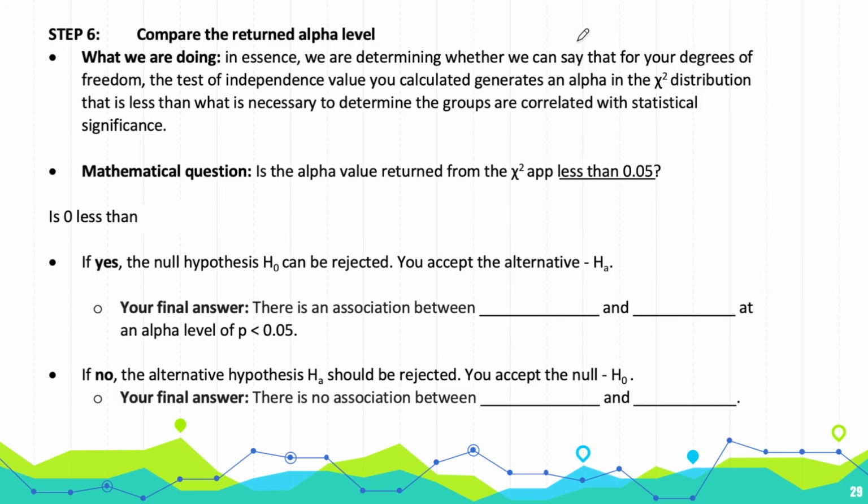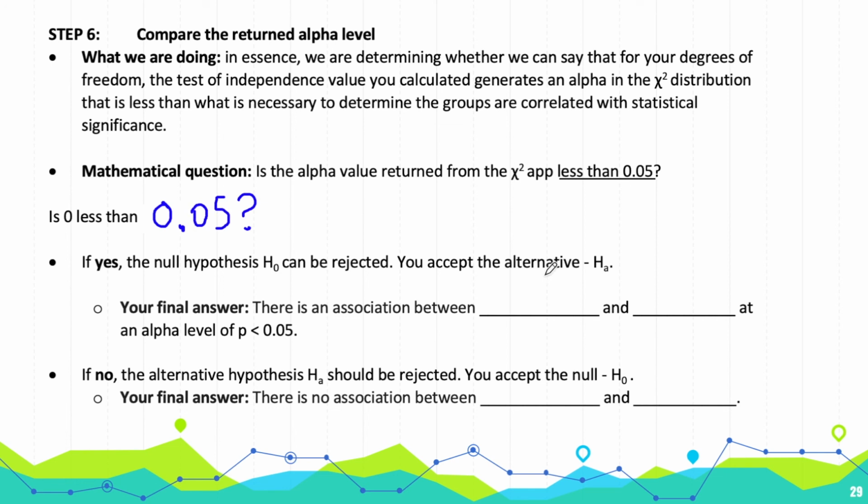All right, so we are comparing our returned alpha level. Remember, in step 6, in essence, what we're doing is determining whether we can say that for our degrees of freedom, the test of independence value we calculated, that's our chi-squared test value, generates an alpha in the chi-squared distribution that is less than what is necessary to determine that the groups are correlated with statistical significance. Phew, I know that's a lot. Mathematically, all it means is that returned alpha level in red, returned from the ChiSquared app, less than 0.05, right? Is 0, the value we got back from our app, less than 0.05?